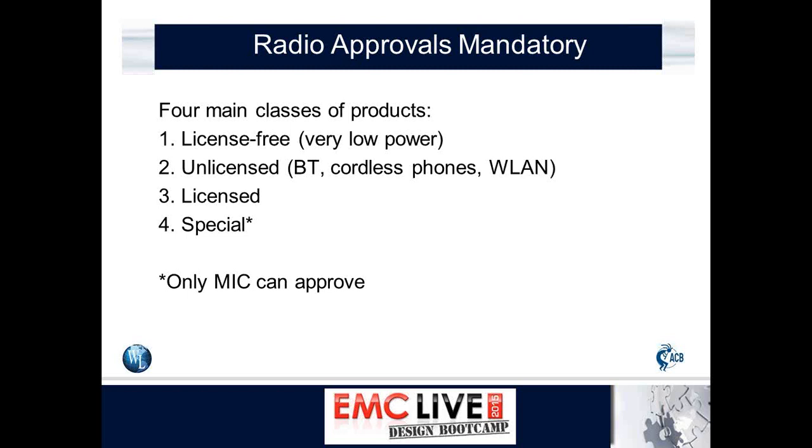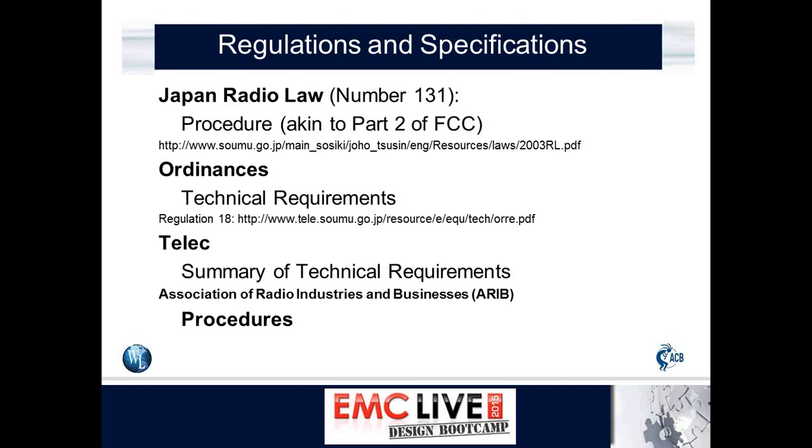There are several different classes of equipment that are covered by the Japan radio law, so-called, and that includes licensed and unlicensed devices. Now, it's kind of interesting that there is one class of device that is exempt completely, and this is license-free devices, but they have to have very low power, basically below the Class B limits. So the Japan radio law is the driving factor for Japan certification, and the procedure is similar to Part 2 of the FCC, if you're familiar with that.